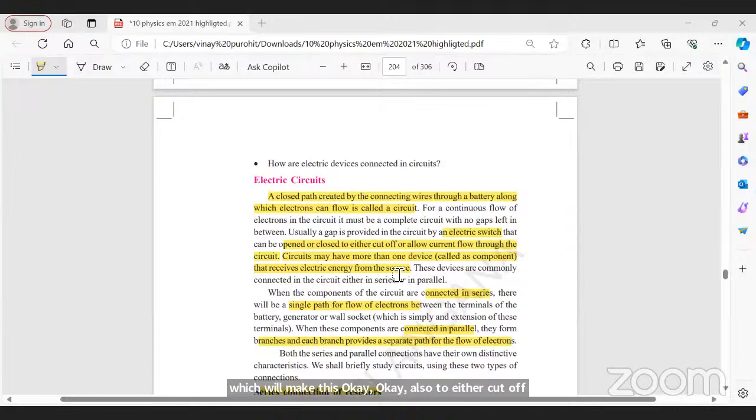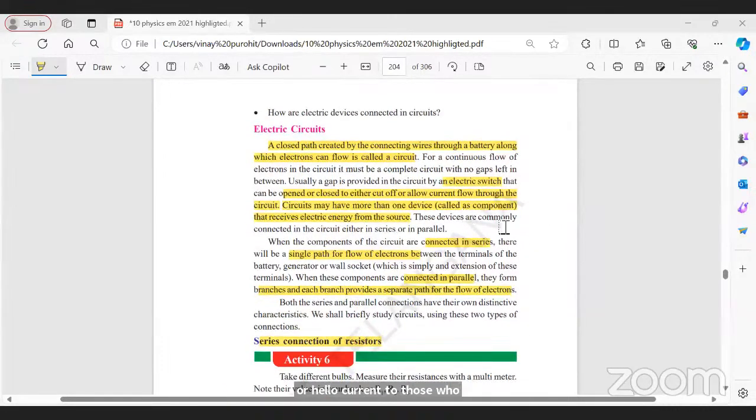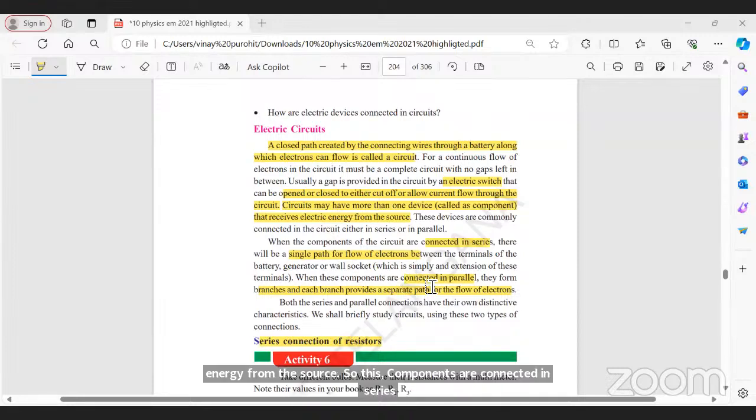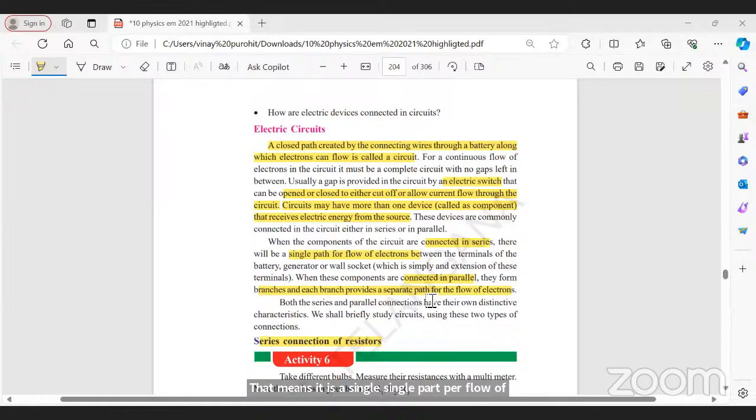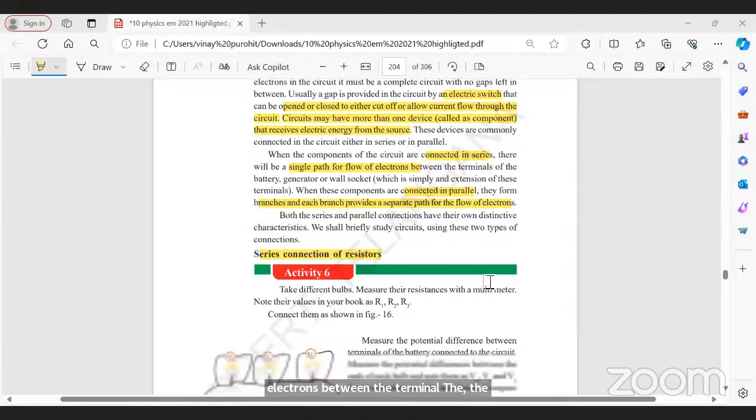Circuits may have more than one device, which are called components, that receive electrical energy from the source. In the circuit, components may be connected in series, that means there is a single path for flow of electrons between the terminals. If they are connected in parallel, it divides into branches, so there is a separate path for the flow of electrons.